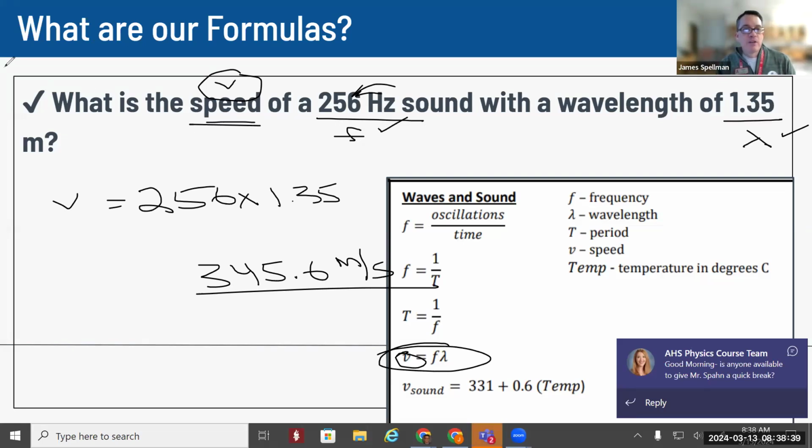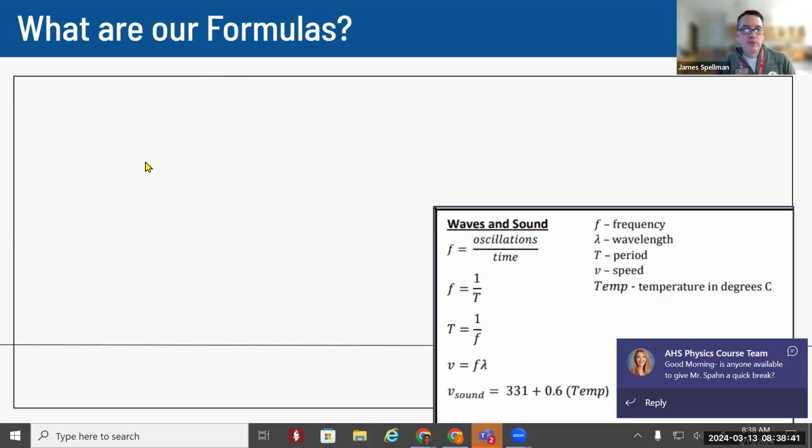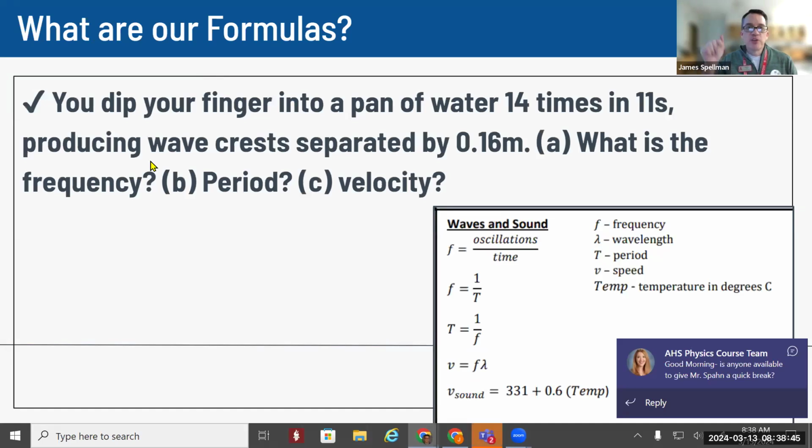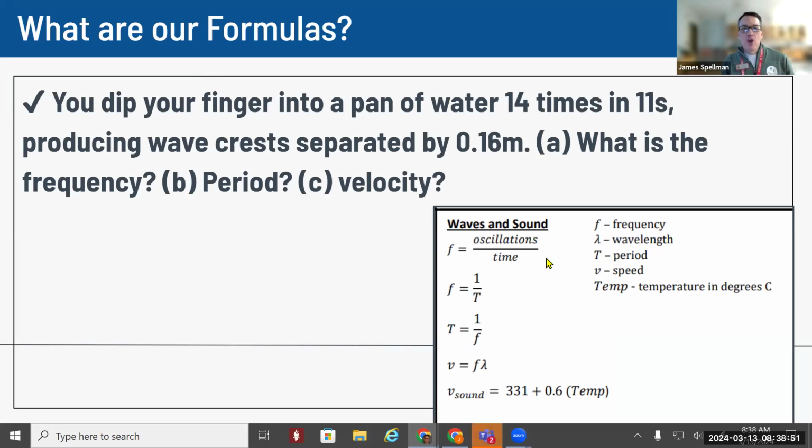All right. I think I got one more. Let's see. Yep, so this is the last one. You're dipping your finger into a pan of water 14 times in 11 seconds, producing wave crests separated by 0.16 meters. Lots of numbers. What's the frequency? What's the period? What is the velocity?